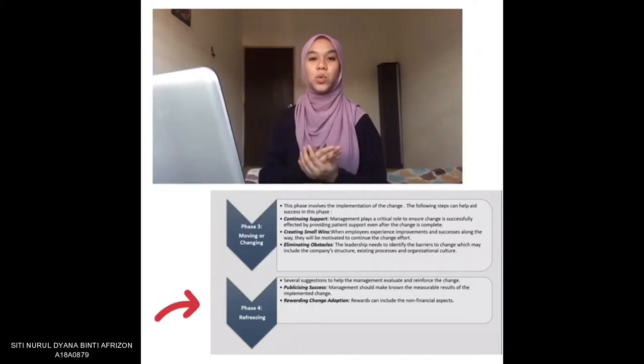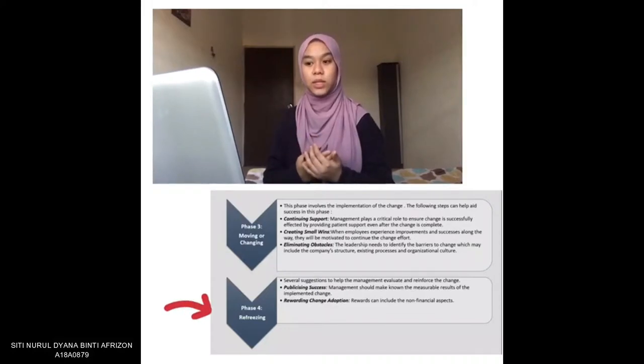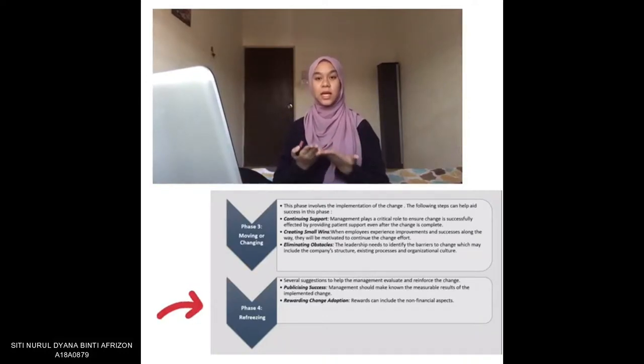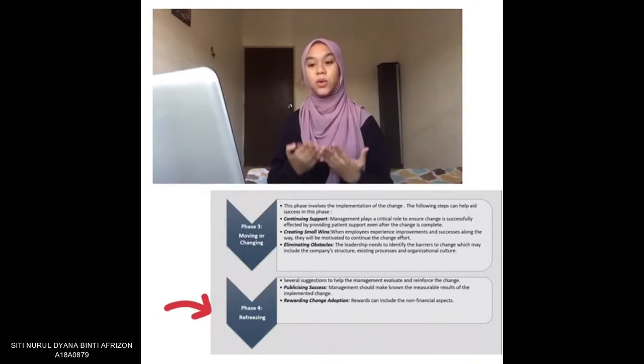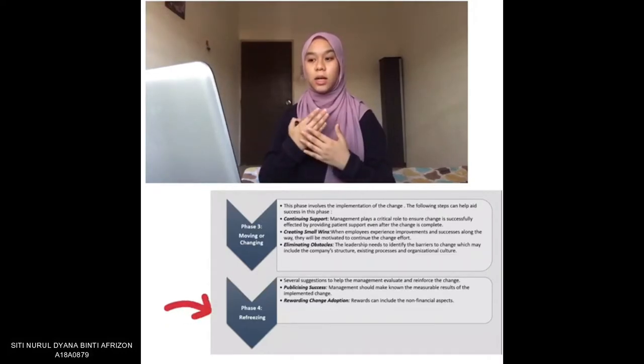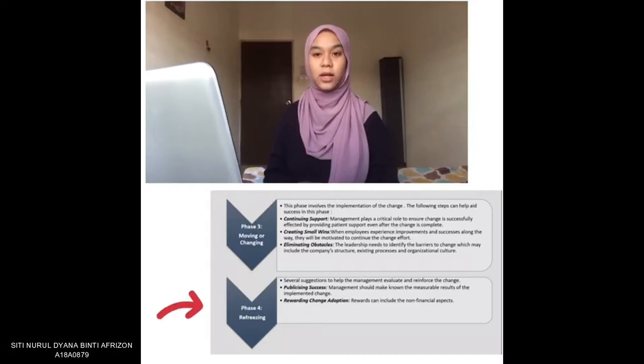The first one is publishing success, which is the management should have known the measurable result of the implementation change. And the last one is rewarding change adoption, which is rewards can include non-functional, non-financial aspect. Okay, that's all from me.